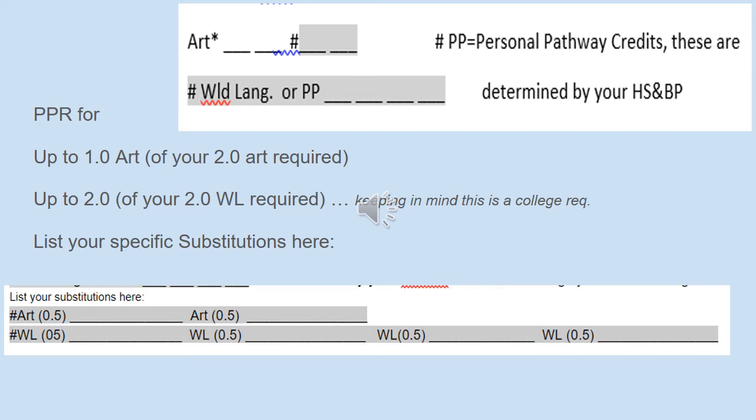Next, let's spend some time looking at our personal pathway credit requirements, the PPRs, or the PPs as this form shows you. First, you'll notice in the area of art in the lower left corner of your checklist, there's 2 semesters of art that is required for everyone, and there are 2 semesters of art where you can use a personal pathway. If you use a personal pathway, you do not need to substitute both semesters of art. You may choose to substitute up to 1 credit of art. Then the same is true for world language. You may substitute any of it or all of it, depending on your high school and beyond plan.